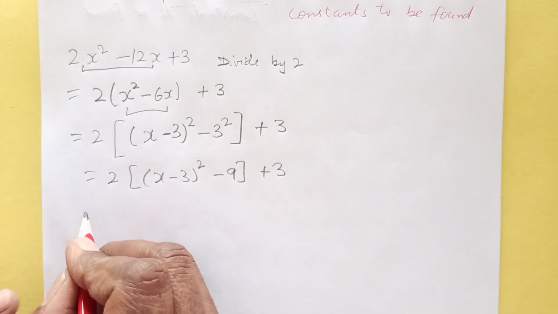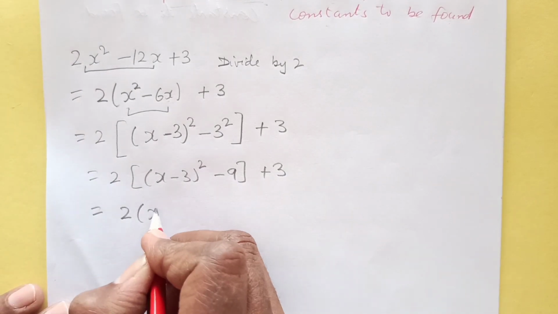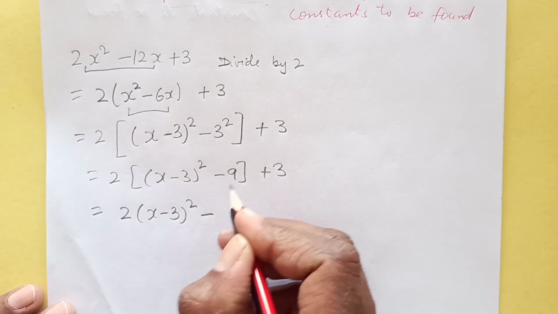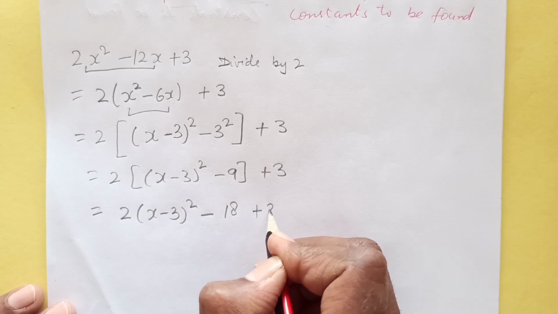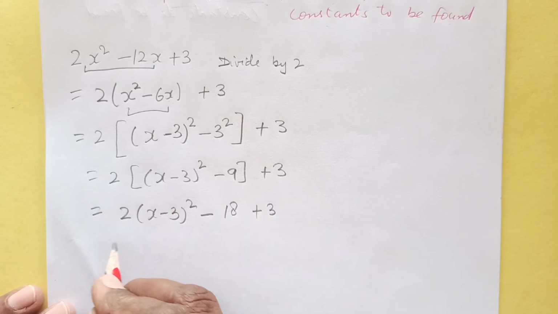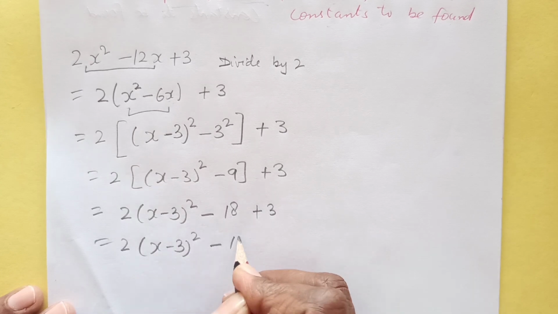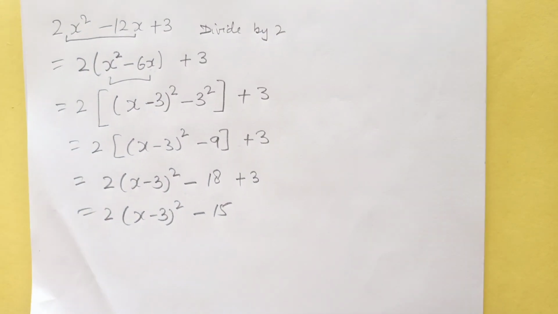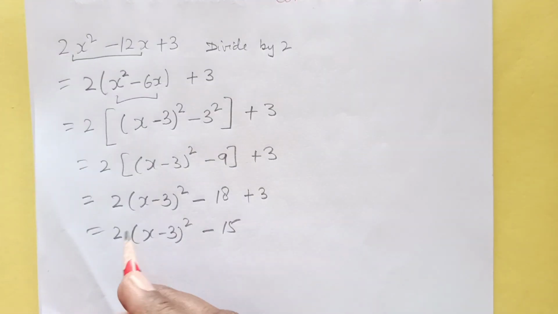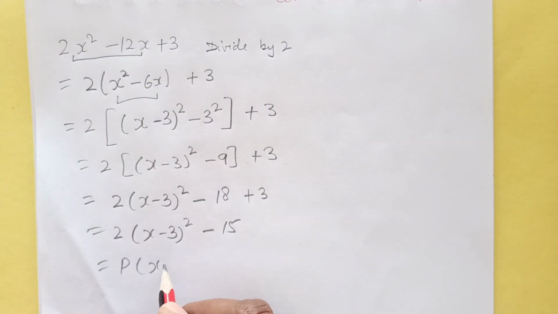Okay, so now expand it. This will become 9 times 2, 18, plus 3, because this 2 is going to be multiplied to everything inside the bracket. So this is what we have. Now compare this. Isn't it like this form?